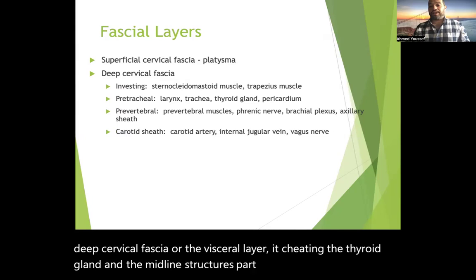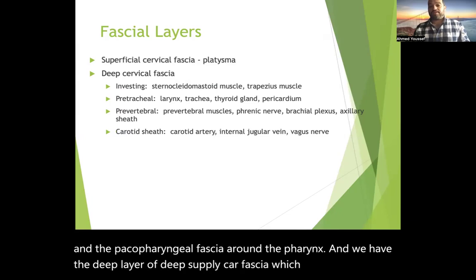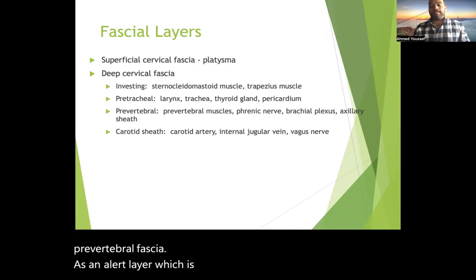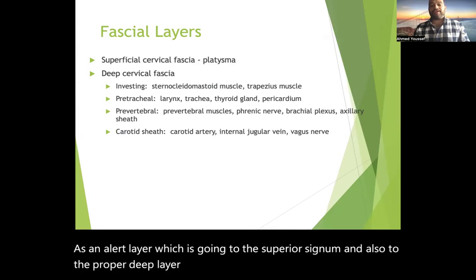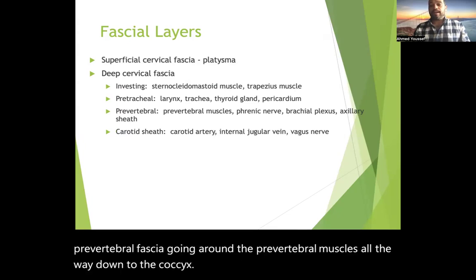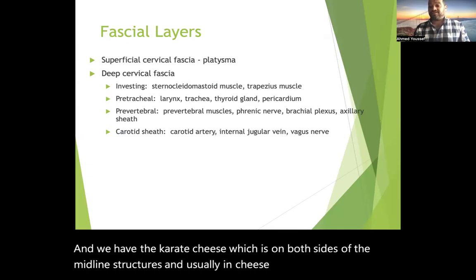Part of it is the pretracheal fascia and the buccopharyngeal fascia around the pharynx. And we have the deep layer of deep cervical fascia, which includes the prevertebral fascia, either an alar layer going to the superior mediastinum, or the proper prevertebral fascia going around the prevertebral muscles all the way down to the coccyx. And we have the carotid sheath, on both sides of the midline structures, usually encased by at least two, and we can say three, of the layers.